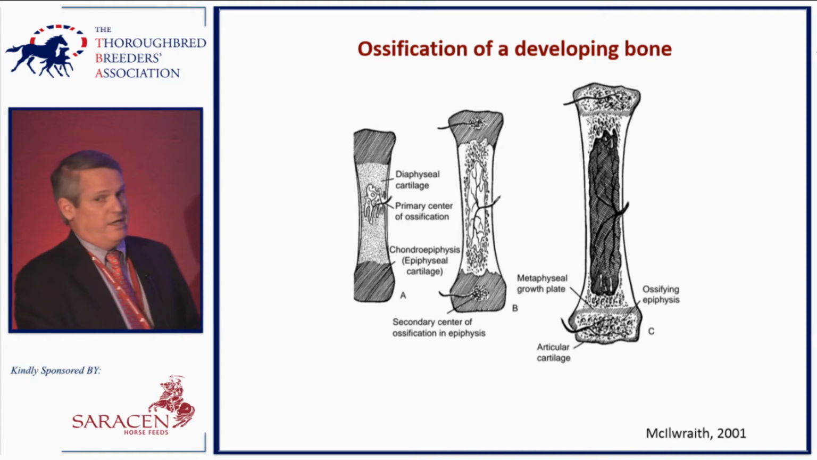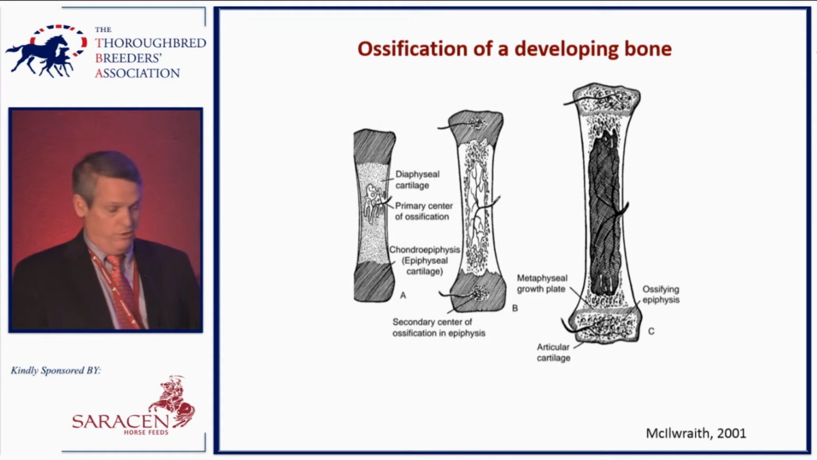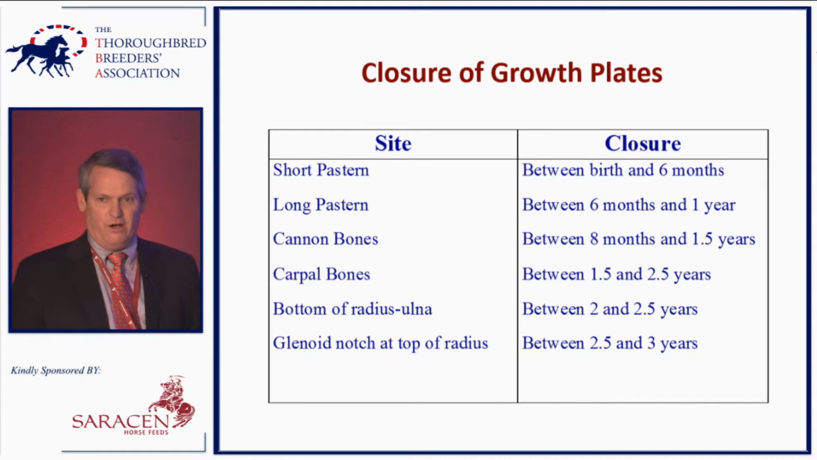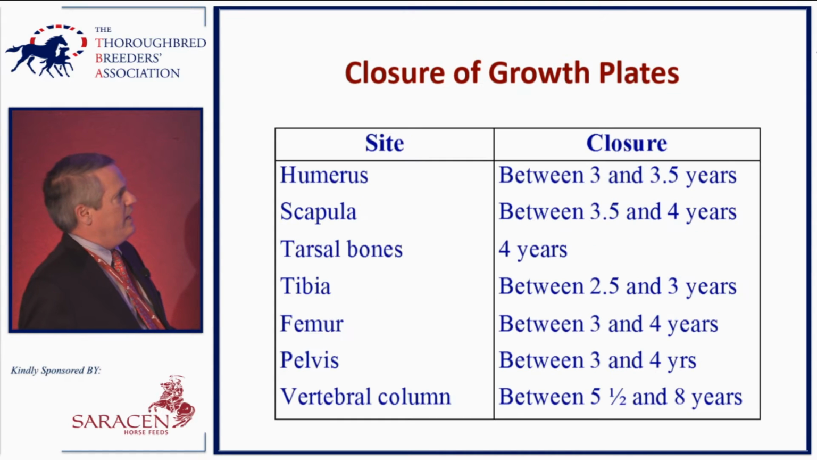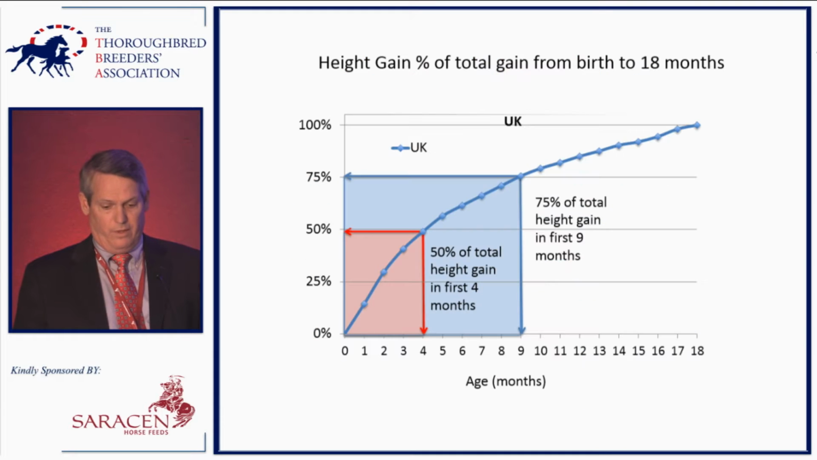These growth plates close at different times depending on what bone you're talking about. Basically, as a general rule, the further the growth plate is from the center of the body, the sooner the growth plate closes. So the short pastern closes before the long pastern, cannon bones, the knees, and on up the leg, with some of the bones not closing until quite a while later. The pelvis has some growth plates open even up to 3 and 4 years. But when the growth plates are closed, it's done. The bone can no longer grow at that point.